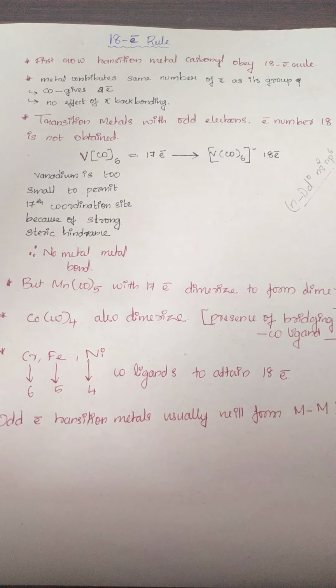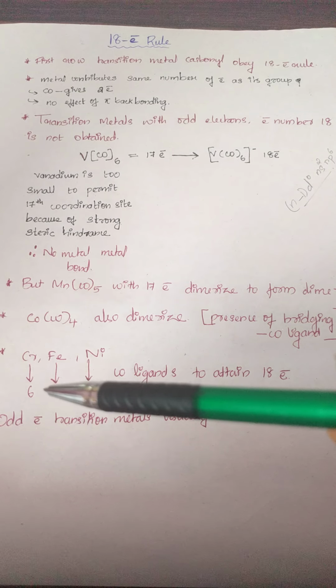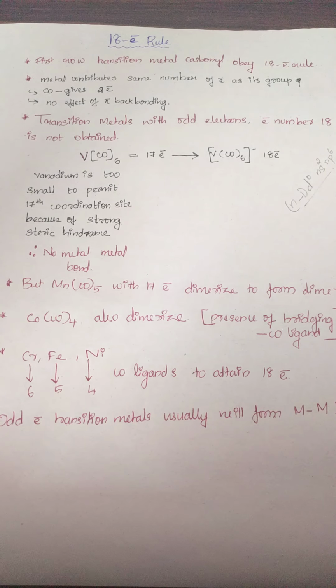The complexes with coordination number 6, 5 and 4: 6 will have an octahedral geometry, 5 will have a trigonal bipyramidal or square pyramidal geometry, and 4 will have a tetrahedral or square planar geometry. Not structure, geometries actually. The complexes which obey this 18 electron rule are considered to be stable.